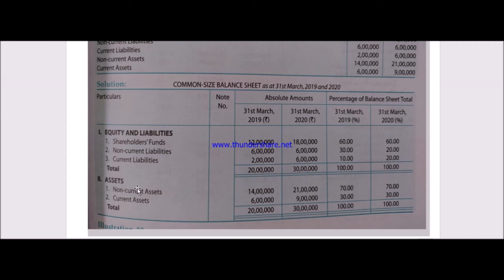For the assets also, we have to do the same thing. Total assets we have to take as 100. Now, this 70%, how did we get that 70%? 14 lakh divided by 20 lakh into 100, 70%. 6 lakh divided by 20 lakh into 100 is equal to 30%. So this is the way to do it.